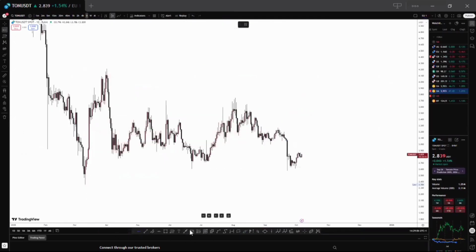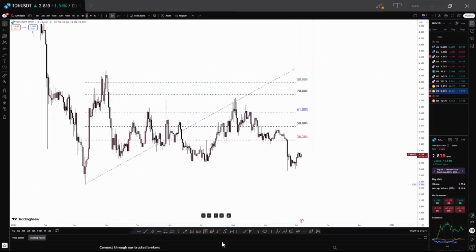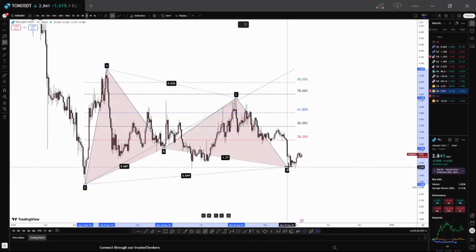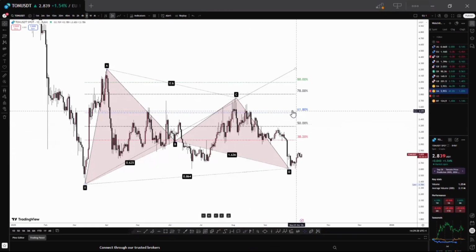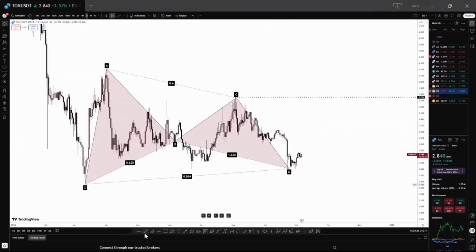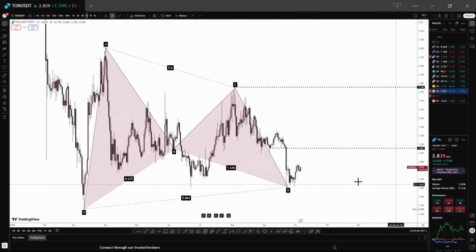Okay, let's draw this. You know, something like this. Now when we have this, I could say my first official target would be this. Let me take this out. Okay. And then this would be my first obstacle in terms of being bullish.